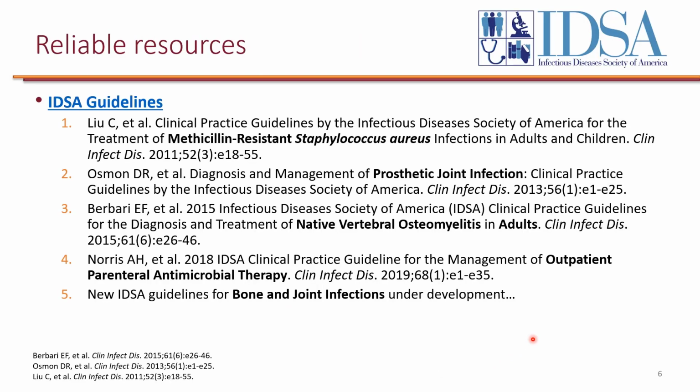Let's take a look at reliable resources. IDSA has several guidelines that are useful for osteomyelitis. The 2011 MRSA guidelines have a section dedicated to bone and joint infection specifically due to MRSA, so there are recommendations for that. There is also a 2013 IDSA prosthetic joint infection guideline as well as a 2015 IDSA guideline for native vertebral osteomyelitis. And native basically means that the vertebrae are the natural bones. There are no prosthetic devices involved.